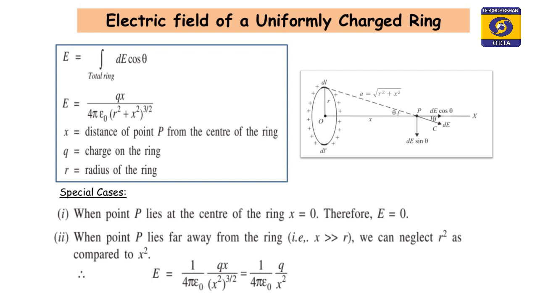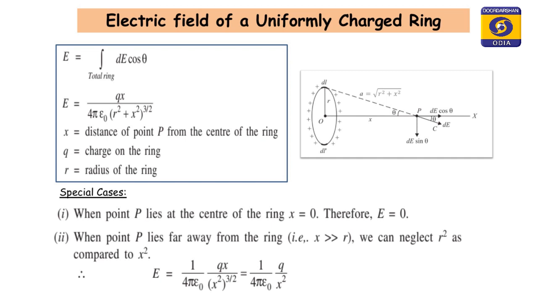Putting the value of E, that is k q upon r square, where r square here is r square plus x square, and cos theta is x upon root over r square plus x square. Putting all these values, we get E is equal to q x upon 4 pi epsilon naught, r square plus x square to the power 3 by 2.